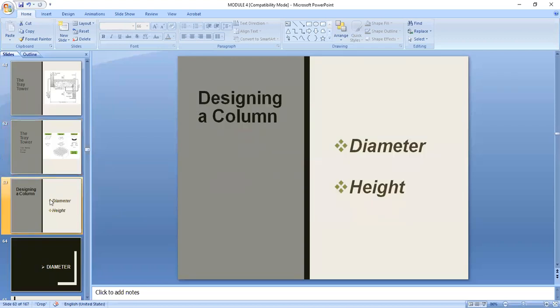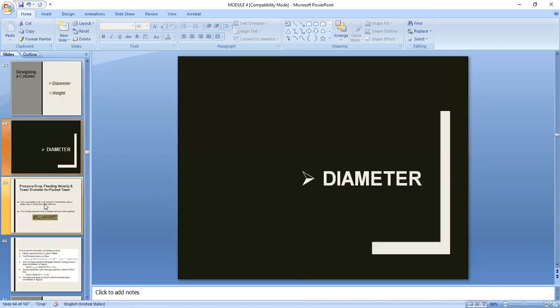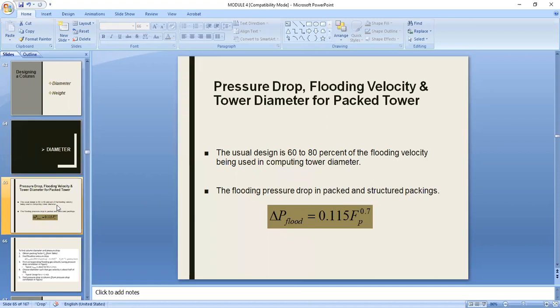In designing our column, whether it's the absorption column or the stripping column, we are interested in determining the diameter and the height of the column. So let's first know the procedure in determining the diameter. For the diameter, we need to determine the pressure drop. In Geankoplis, there's a need for us to determine the pressure drop, the flooding velocity, and ultimately determine the tower diameter. This is for a packed tower.